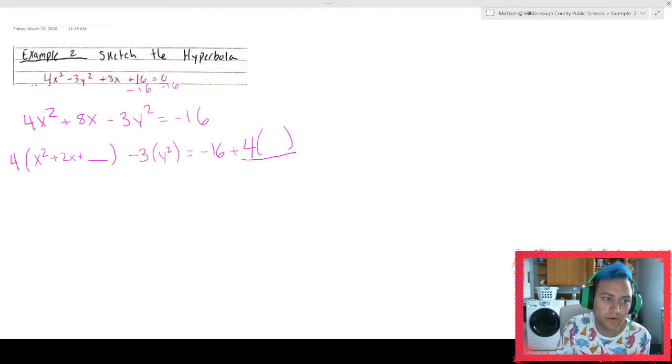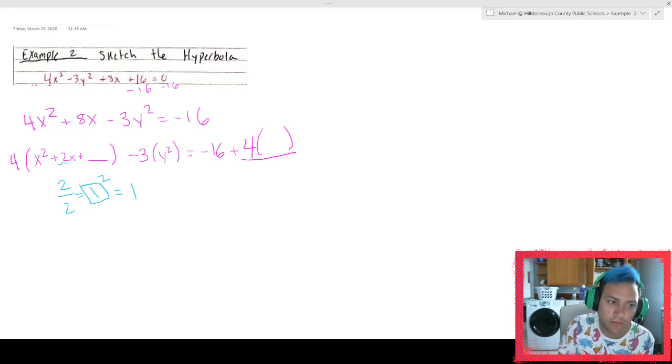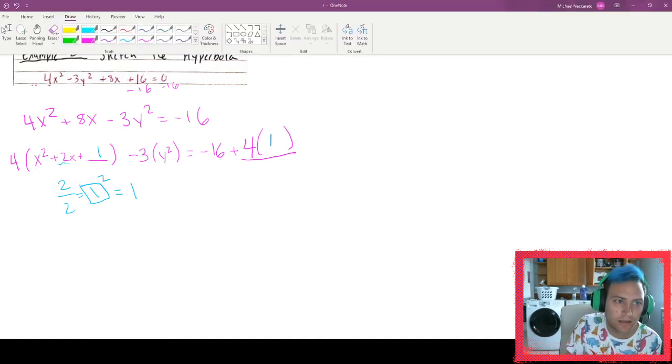So now I can do that completing the square step. For completing the square, we're going to take this middle term and divide it by 2. I get 1. Literally square that and mathematically square that, and I get 1. So I'm going to put a 1 here and a 1 here. I can then go ahead and factor this.